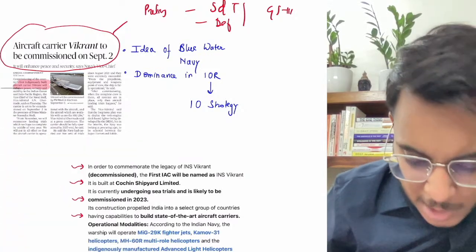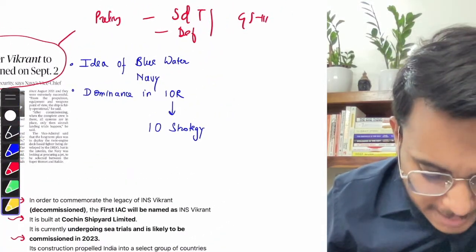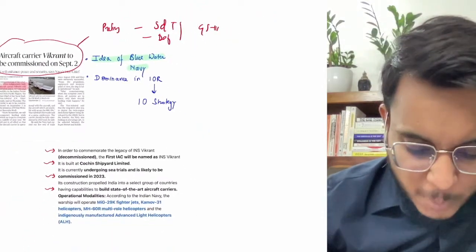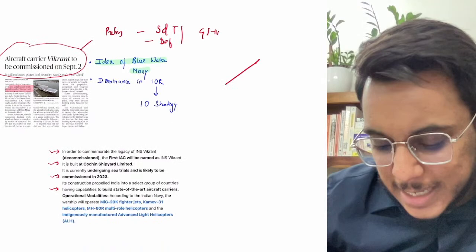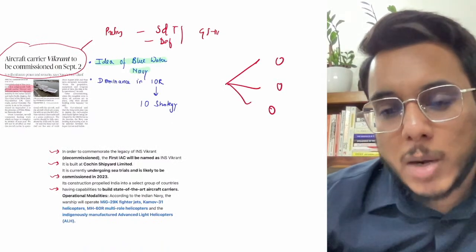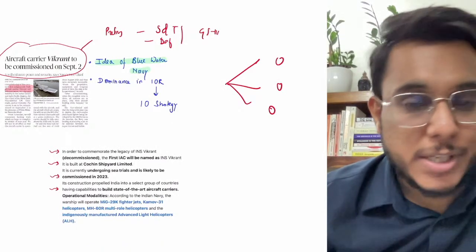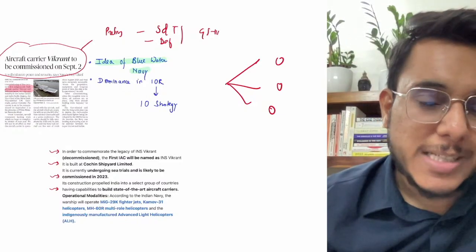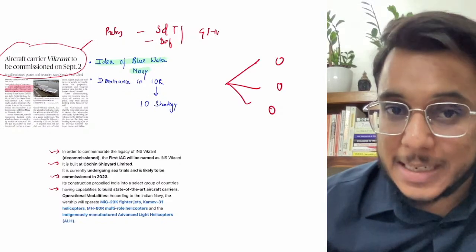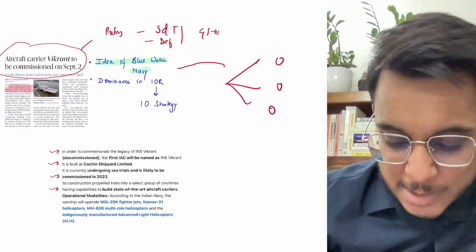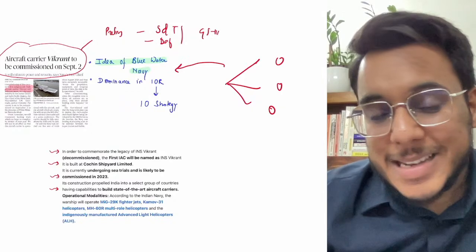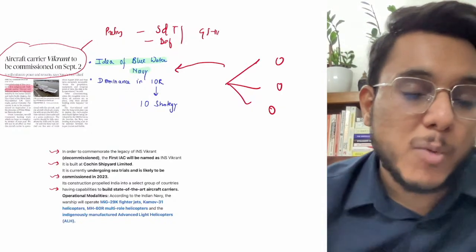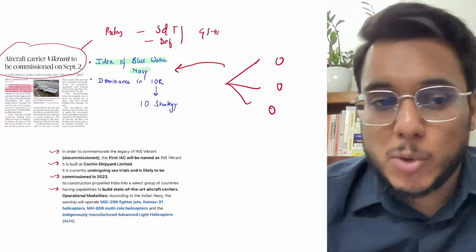Now guys, some background: India is aspiring to be a Blue Water Navy. What is a Blue Water Navy? A Blue Water Navy is a navy which has its presence in almost all the major oceans, Atlantic, Pacific, Indian. If a navy can be present in all the major oceans, that navy is called a Blue Water Navy. If you want to become a superpower, you want to have a Blue Water Navy. USA has a Blue Water Navy.